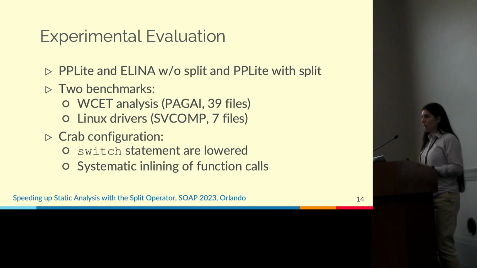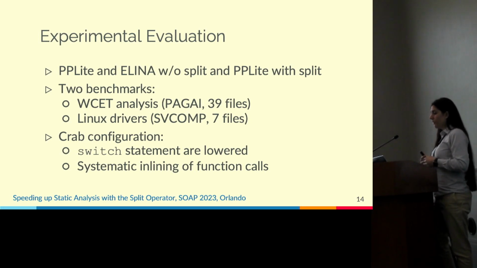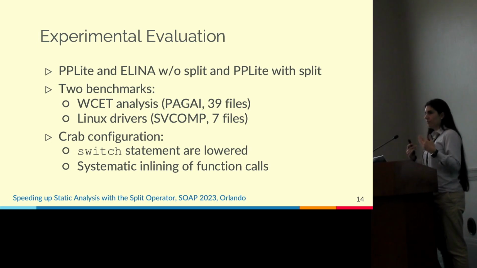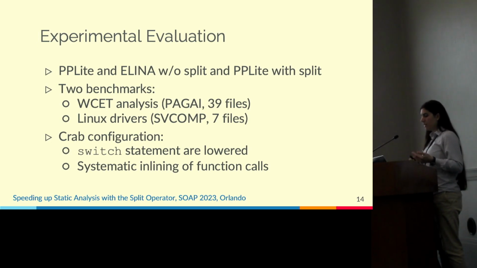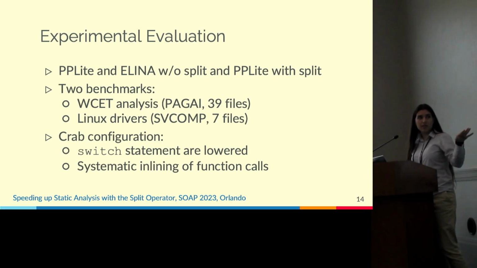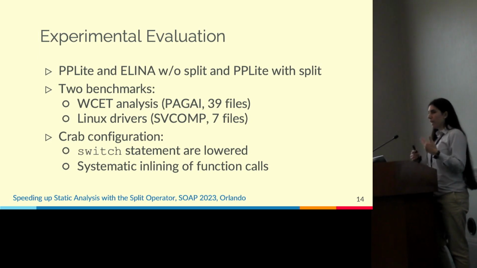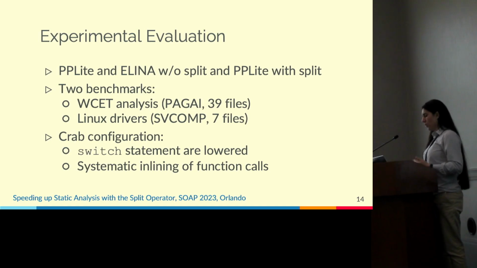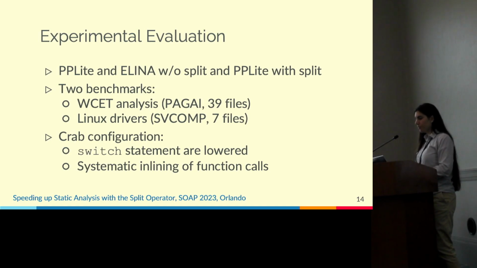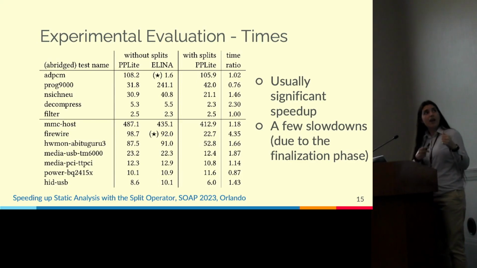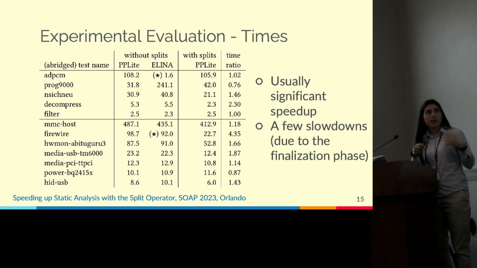And as for the CRAB configuration, we adopted the default configuration, so we did just numerical invariant analysis. In this configuration, switch statements are lowered. And what we added is a systematic inlining of function calls in our benchmarks. So for the experimental evaluation itself, we evaluated times and then memory.